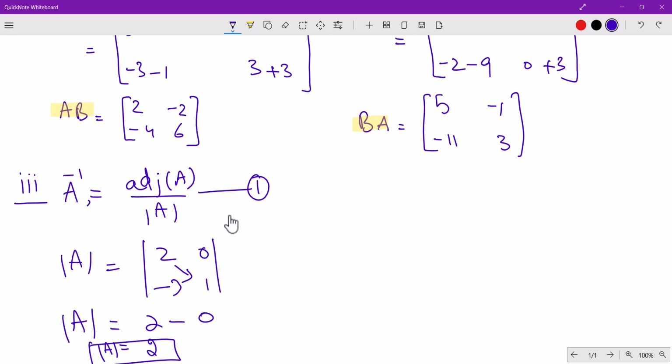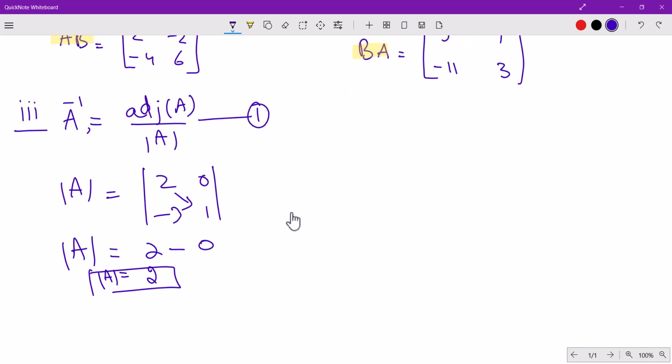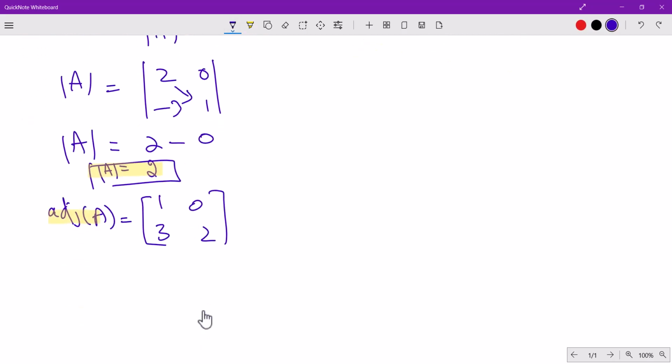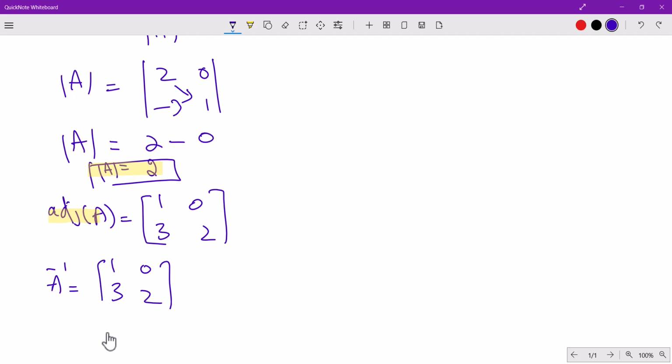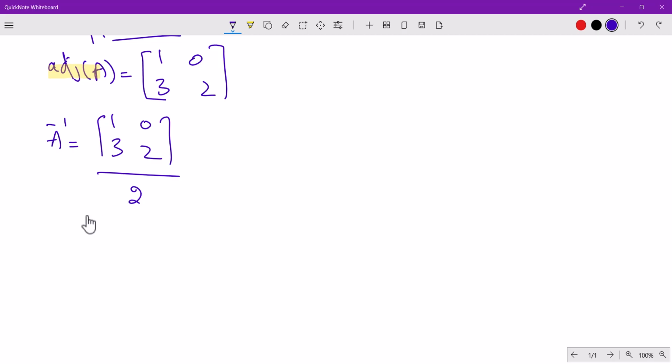Now we find the adjoint of A, which is equal to [1, 0; 3, 2]. Putting the adjoint of A and the determinant of A in equation number 1, A inverse is equal to [1, 0; 3, 2] divided by the determinant of A, which is 2. So the final answer is A inverse is equal to 1 by 2 [1, 0; 3, 2].